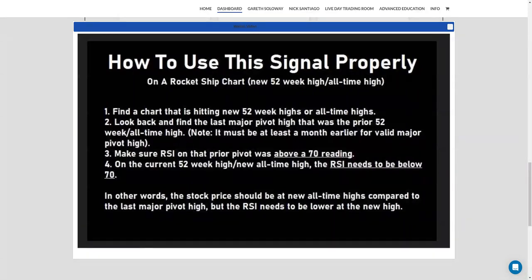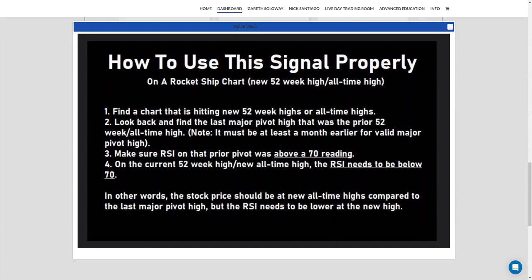So you're looking at the history of the chart. You want to know when the last major pivot was made. All right, that's very important. And the current time has to obviously be making a new higher high, so therefore it's obviously a 52-week high in this situation, right? Or it could be an all-time high, okay? Now, the key here is it must be at least a month earlier for a valid prior pivot high.